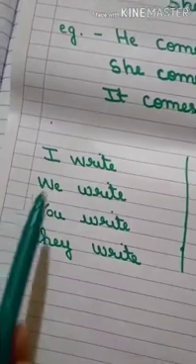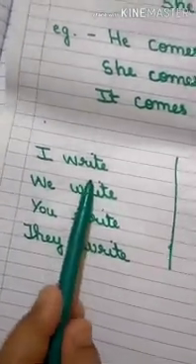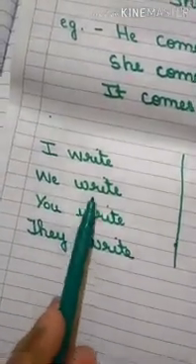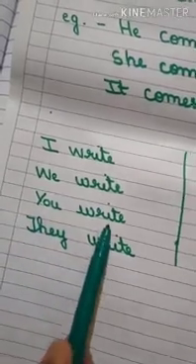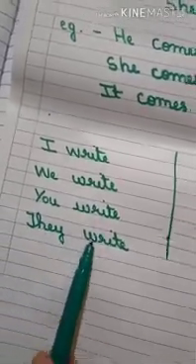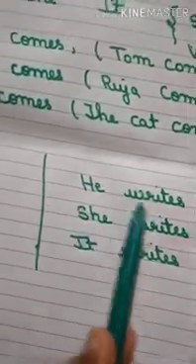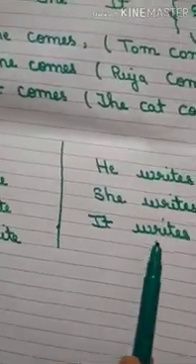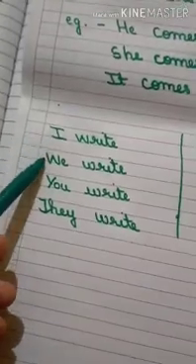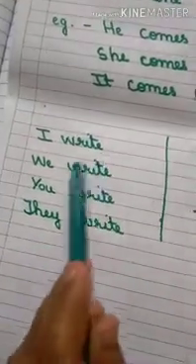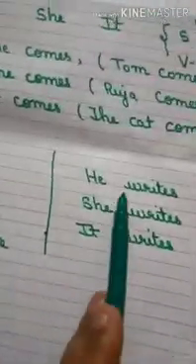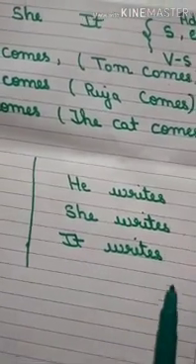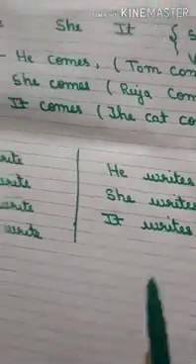Now see here again, again I am explaining. I write. We write. You write. They write. And here he writes. She writes. It writes. So with I, we, you, they, we will not add s, and here with he, she, it, we will add s.